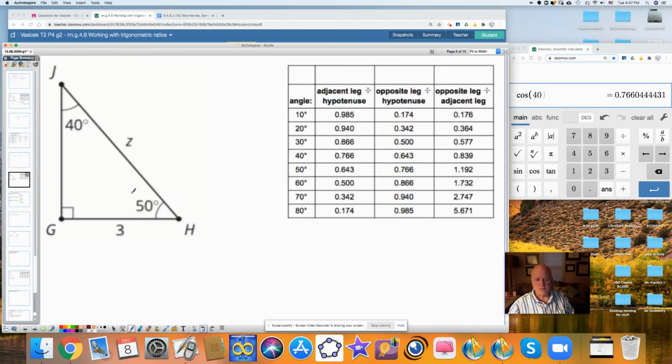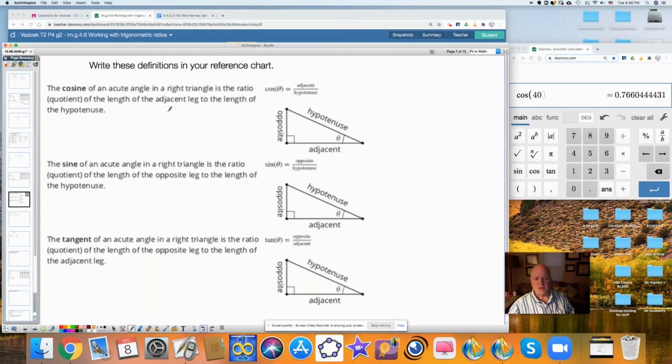And in each one of these problems, I would encourage you to write down, from this angle, from 50 degrees, this is going to be the adjacent leg, this would be the hypotenuse. So the ratio of the adjacent over the hypotenuse, for 50 degrees, is going to be 0.643, which is equal to 3 over z. And we've solved this problem once here today. So this is the summary. This is things that you should write down in your reference table. Cosine, adjacent over hypotenuse. Sine, opposite over hypotenuse, and tangent, opposite over adjacent.